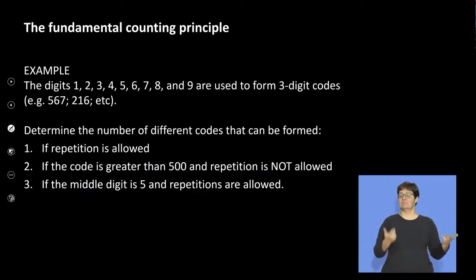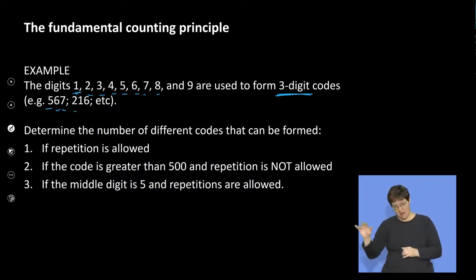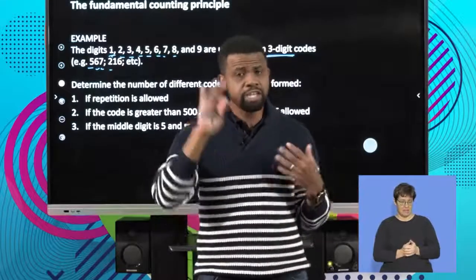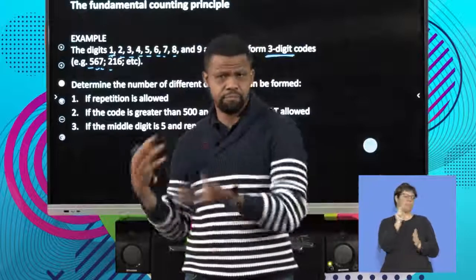So here we're going to apply our fundamental principle of counting. So there's an example. The digits 1, 2, 3, 4, 5, 6, 7, 8, and 9 are used to form a 3-digit code. Are we together? For example, I can start a code which is 5, 6, 7, or 2, 1, 6, and so on. So you only have numbers 1 to 9, and you want to form a 3-digit code. Could be a PIN for your cell phone or whatever.